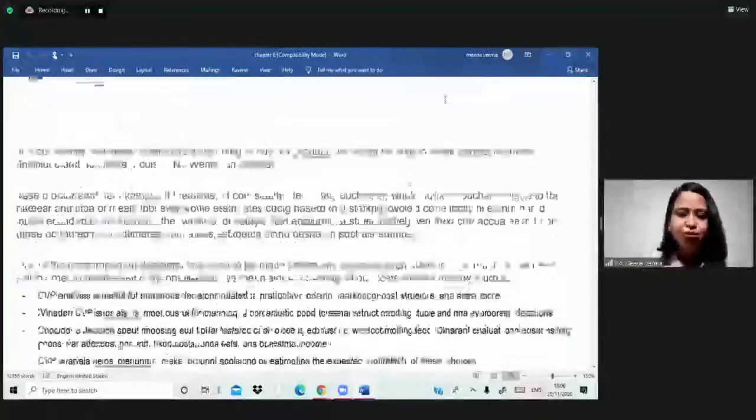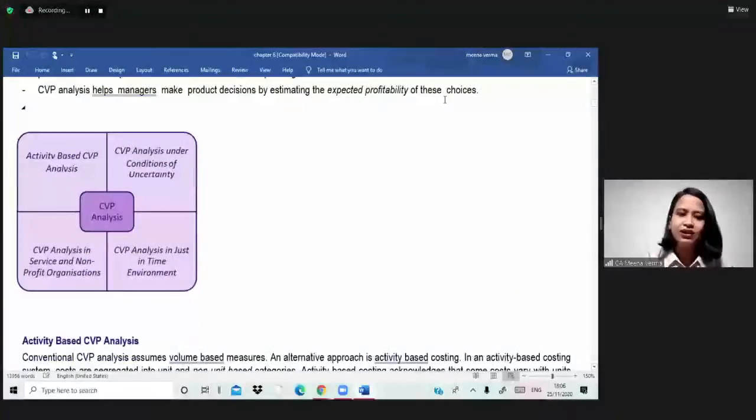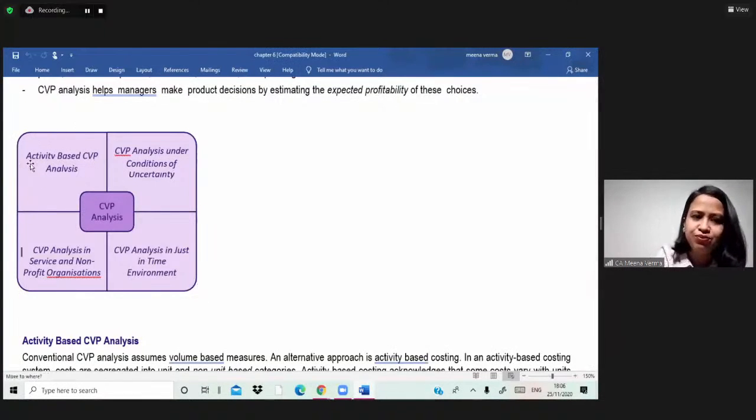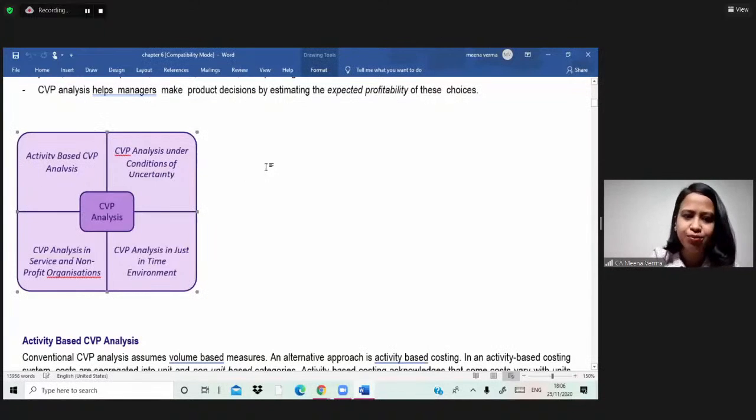So in decision making, we will consider the break-even analysis, which means how many units we must sell in order to recover the cost. Now we will first study the activity-based CVP analysis. What is the activity-based CVP analysis? We will study about it.